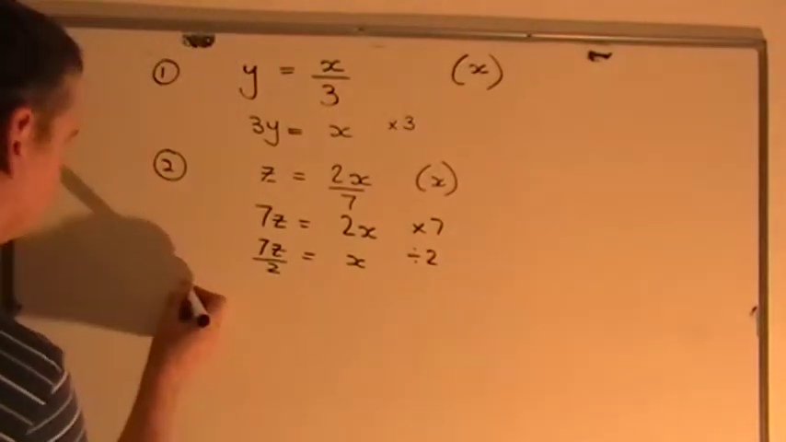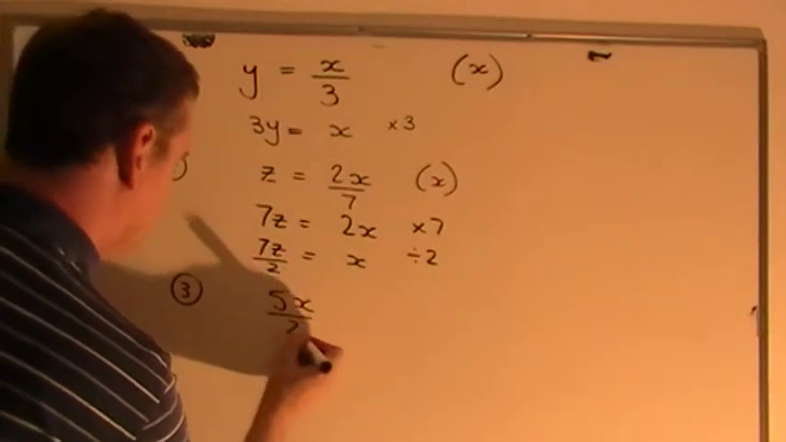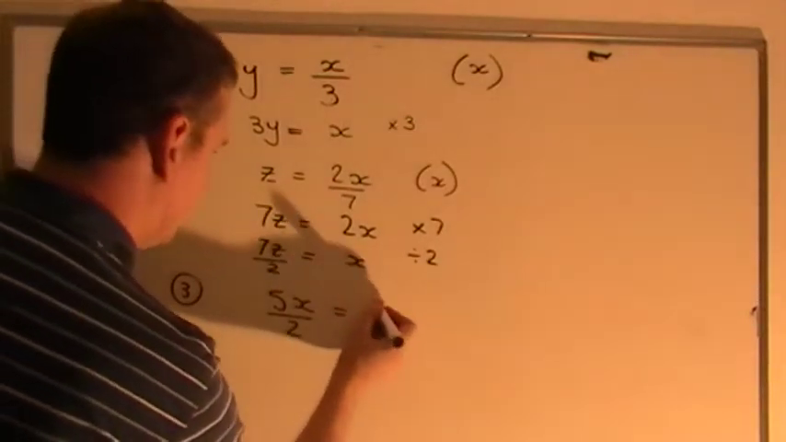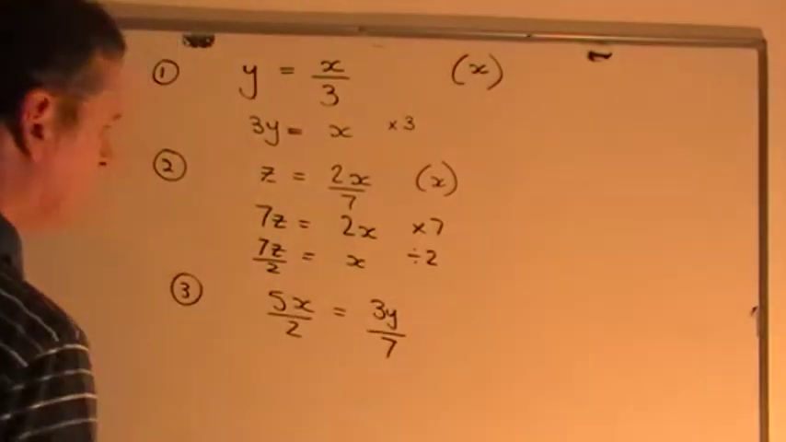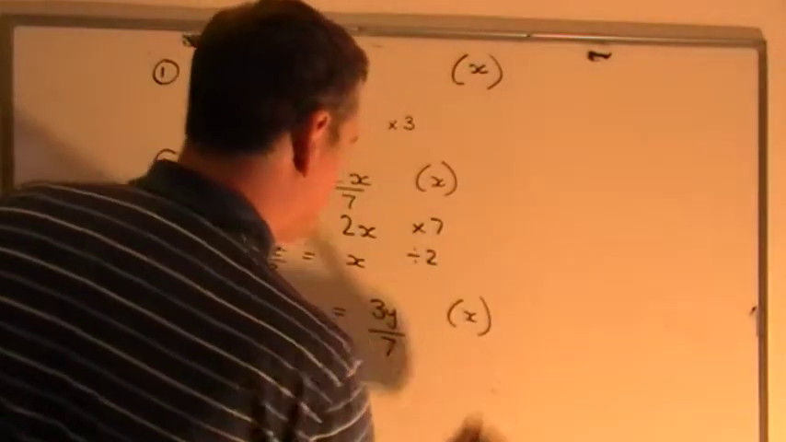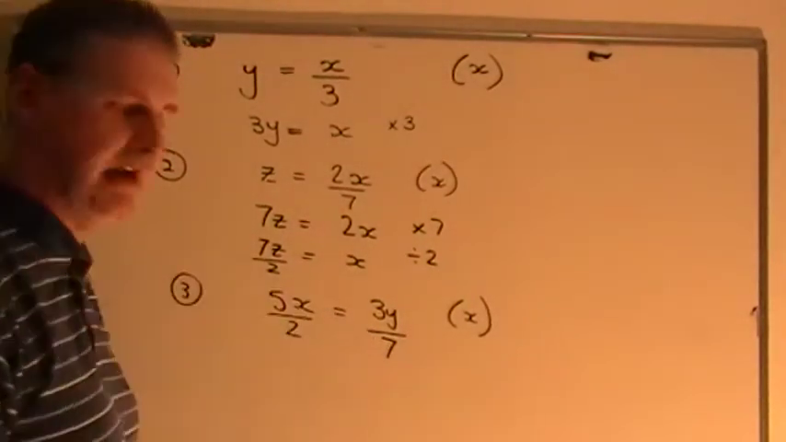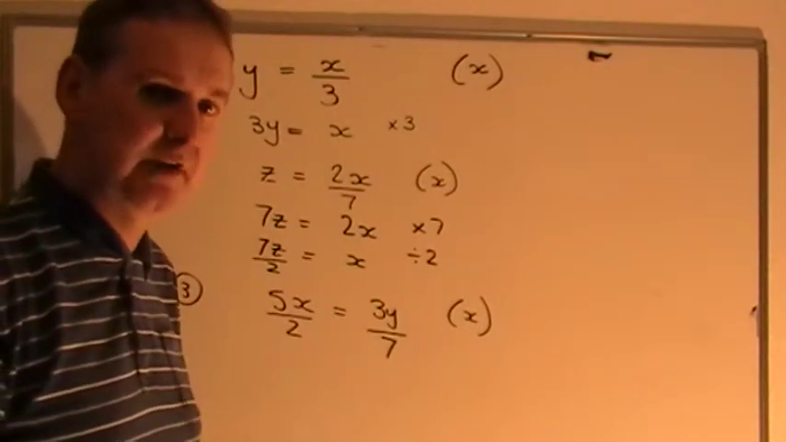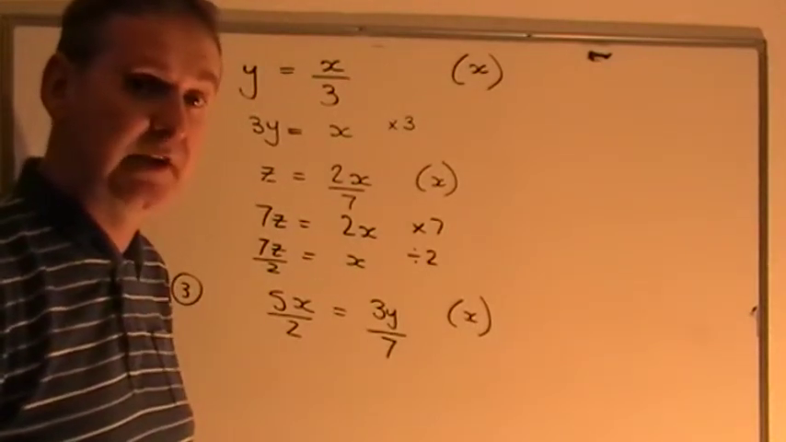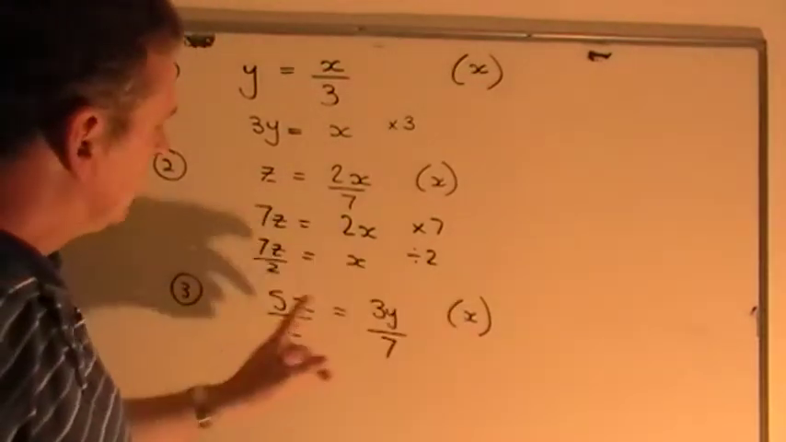Let's try a third one. How about this one here? 5x over 2 is equal to 3y over 7. And this time I want to get x on its own. Well, at the moment you can see that neither side is a letter on its own. So neither side has a subject. That's fine. Some formulae are written like that. It doesn't matter. But I can manipulate it to get just x on its own if I want.